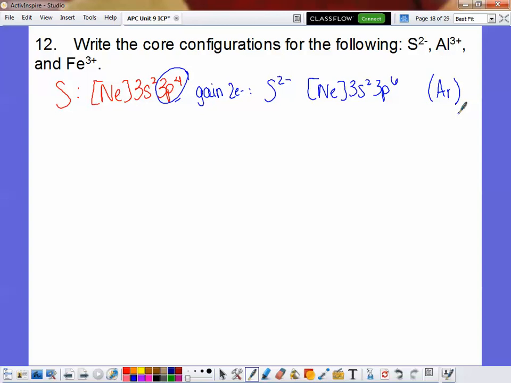There are a couple of exceptions, like lead and tin, that act more like a transition metal. The transition metals won't necessarily look like the noble gas configuration. That's why we get the multiple oxidation states.